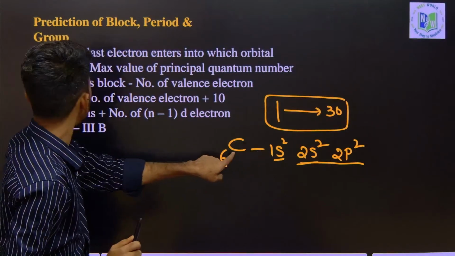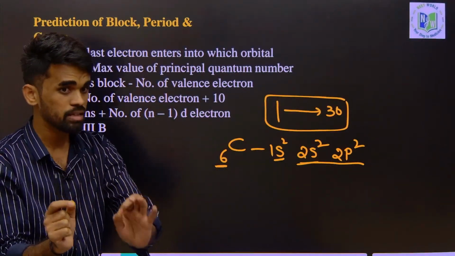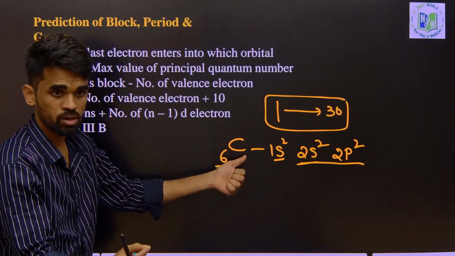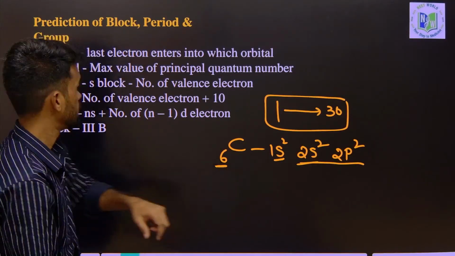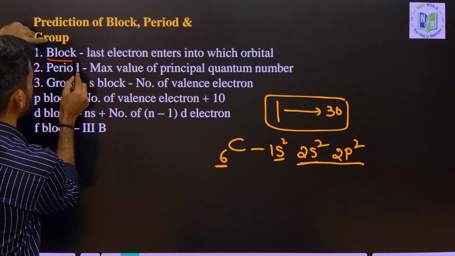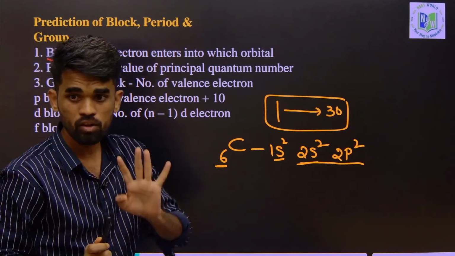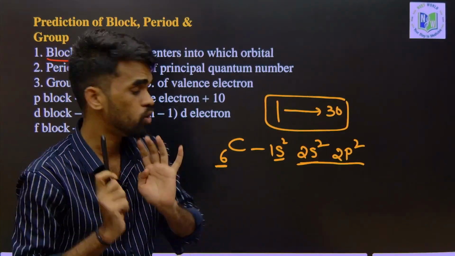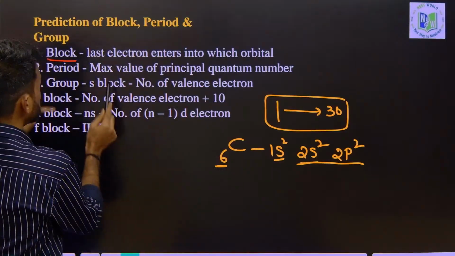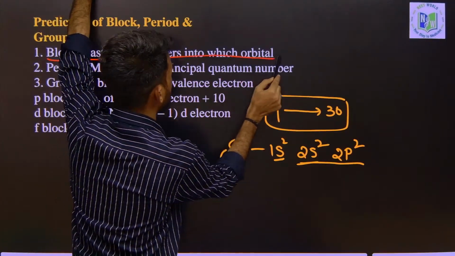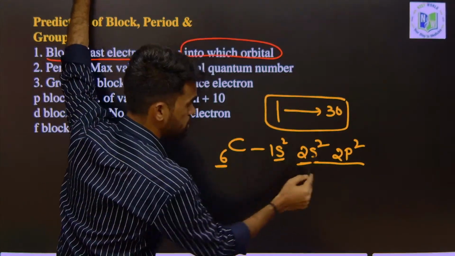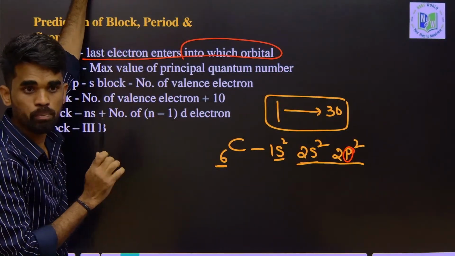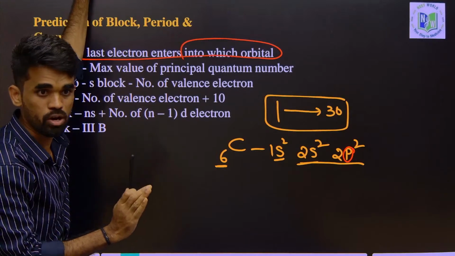Now for this carbon, they may ask you to identify which group or which block carbon belongs to. You just need to identify its block. I told you how many blocks are there? 4 blocks. What are those? S, P, D, F. Okay. So now carbon, the last electron enters into which orbital? Yes, last electron enters into p orbital. So it belongs to p block. Carbon belongs to p block, you should say.